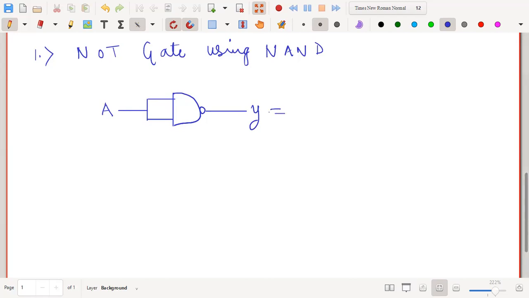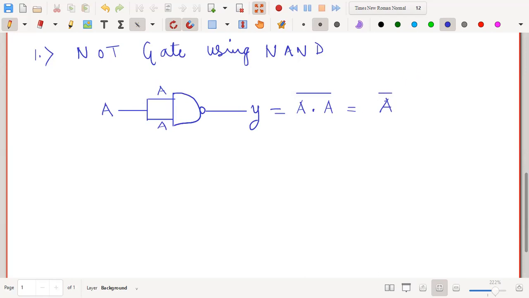Now, what is the expression for the output? The Boolean equation for the output is, here also I have A, and here also I have A. So this is nothing but A and A, the whole complement. This is what your NAND gate will do, isn't it? So A and A is A. We will see this in Boolean algebra, because 1 and 1 is 1, 0 and 0 is 0. Similarly, A and A is A.